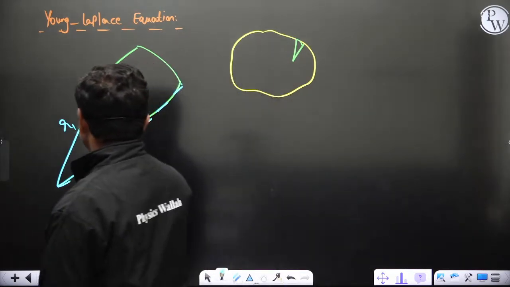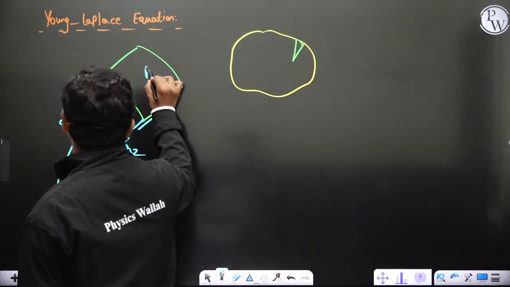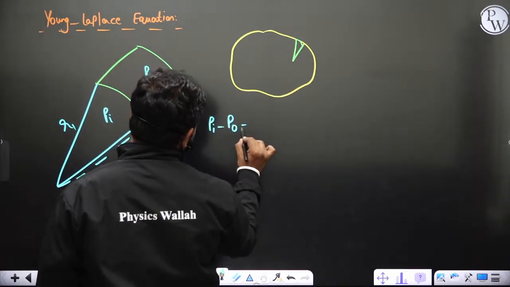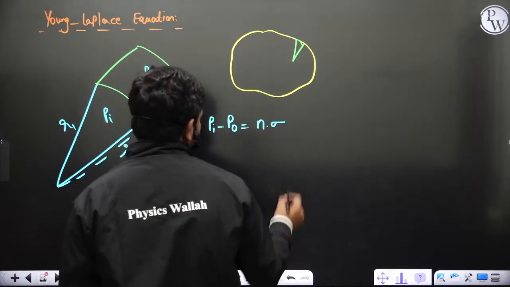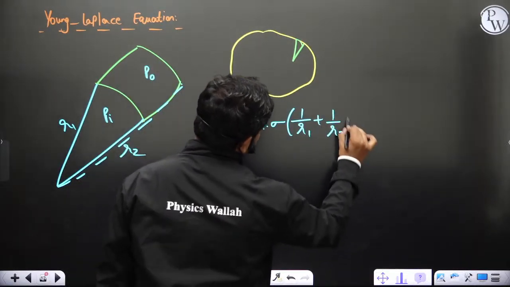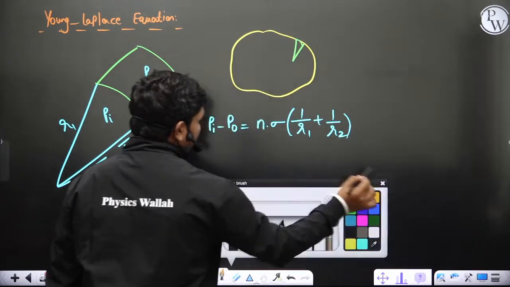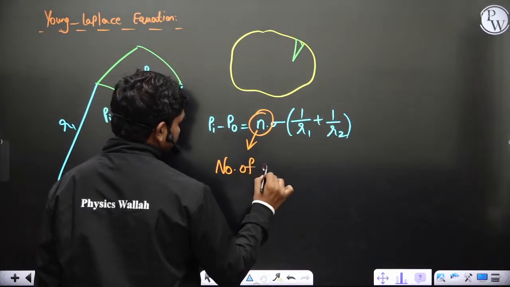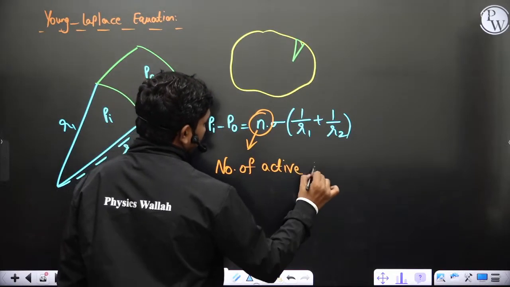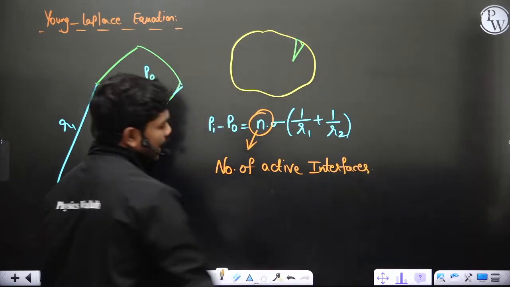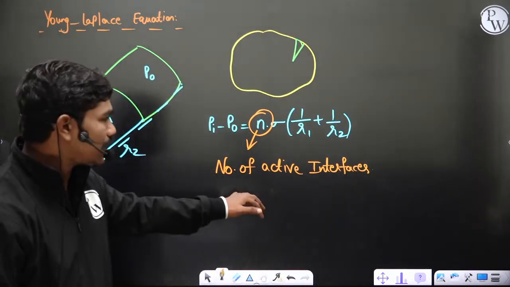So let us suppose the inner pressure is Pi and the outer pressure acting is Po. Then Pi minus Po is given as N times sigma at the interface into (1 by R1 plus 1 by R2). This N is basically the number of active interfaces. Clear? So this is the number of active interfaces.